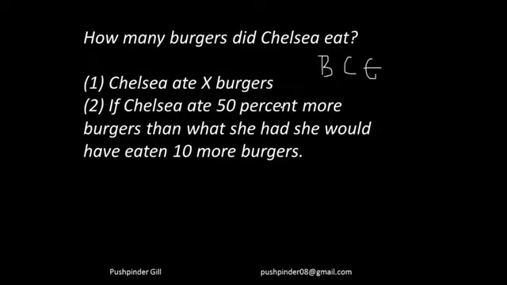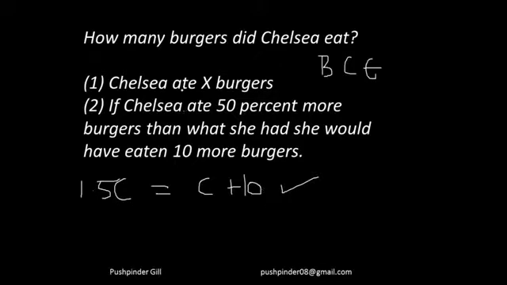If Chelsea ate 50% more burgers than what she would have eaten... So let me assume that Chelsea ate C burgers. If Chelsea would have eaten 50% more burgers, that means 1.5 C burgers, then she would have eaten 10 more burgers. That means she would have eaten whatever she ate plus 10 more burgers. Now hold on, you should not be solving this. Is this going to give you the answer? Yes, it will. That means my statement 2 is sufficient.